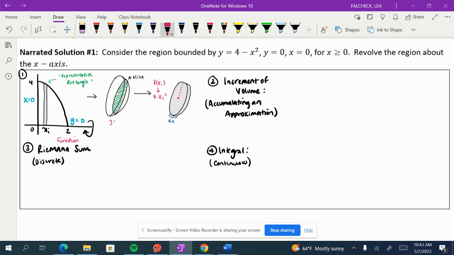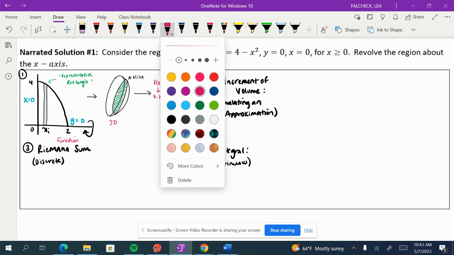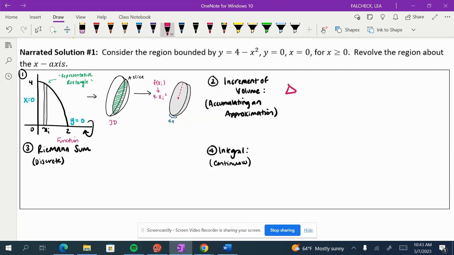So we have our 3D shape, and then we slice that solid to generate a disk. And the disk would look just like this, with radius f of x_i and delta x as the thickness or height of the disk. So first, let's approximate the volume of that disk, or increment of volume, denoted delta V_i. That's increment of volume.